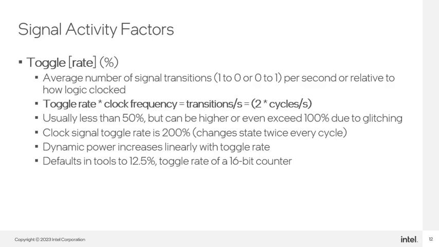Toggle rate is typically less than 50%, since it is rare for signals in a design to toggle most or all of the time. However, extra factors, such as signal glitching, may cause an artificial increase in toggle rate. The toggle rate of a signal is the key factor in making an accurate estimation of dynamic power usage. Dynamic power increases linearly as the toggle rate increases. In the PTC, signal toggle rates default to 12.5%. This corresponds to the toggling of the output signals of a 16-bit counter.